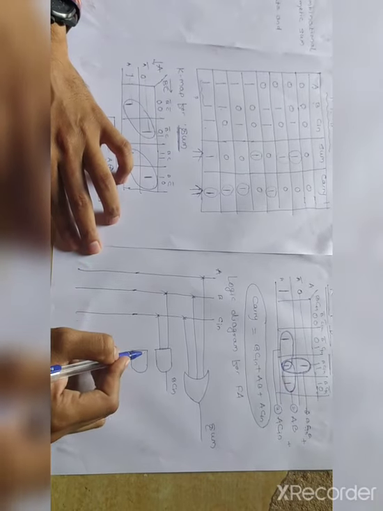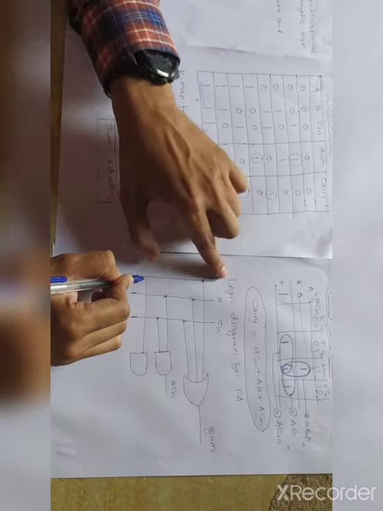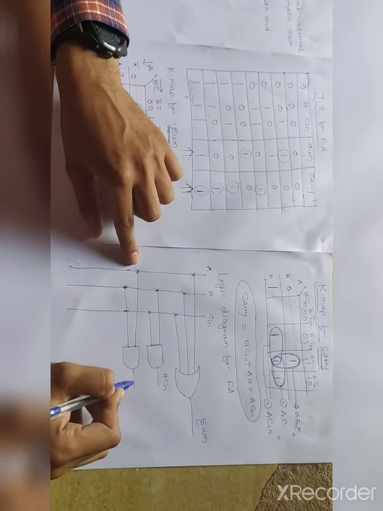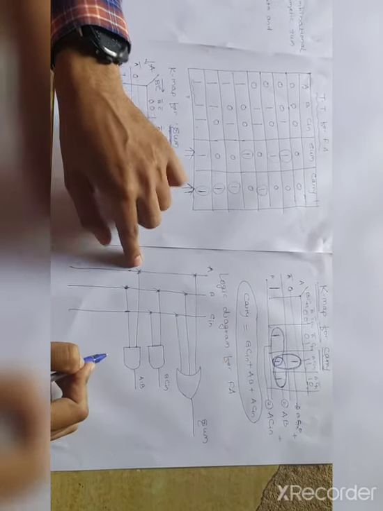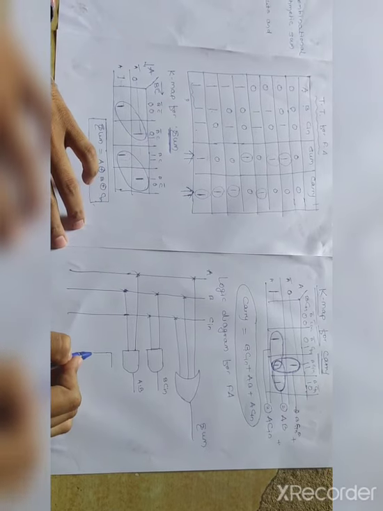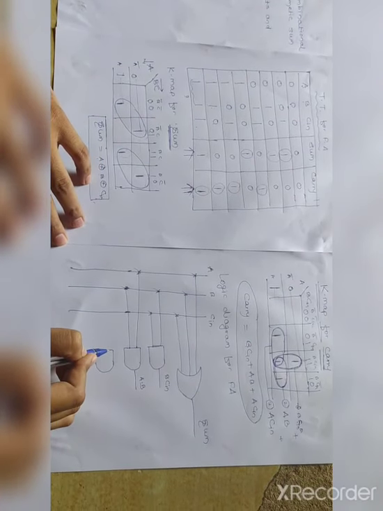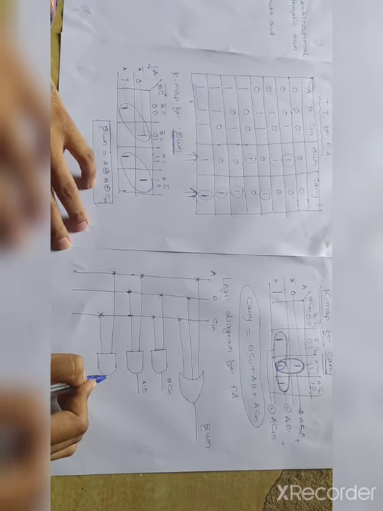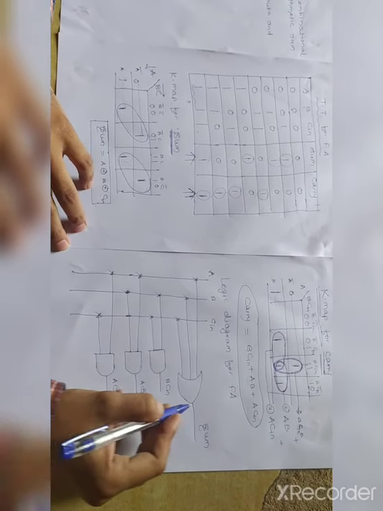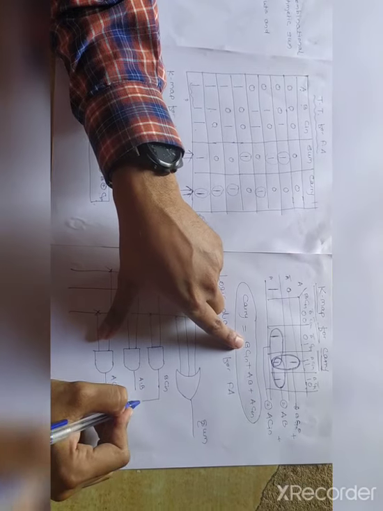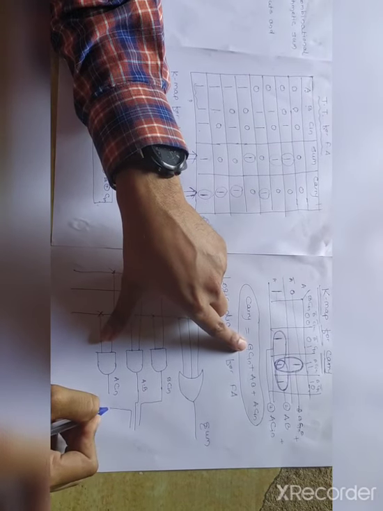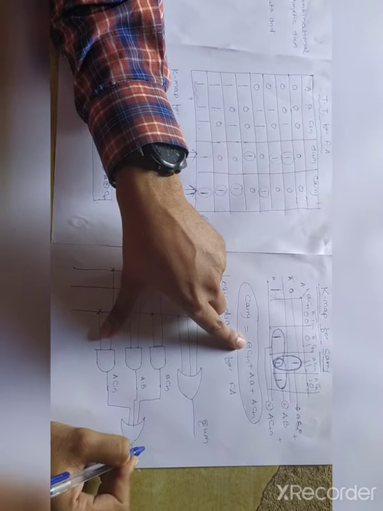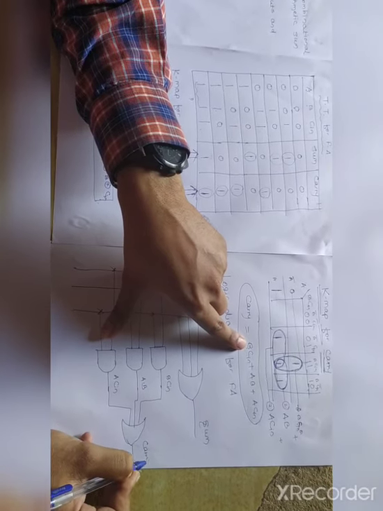So A into B. This one is my A input. This one is my B input. The third one is A into C. This is my A input and this is my C input. So three AND gates, and I require one OR gate just to add all of this. This is my OR gate. This is my carry output.